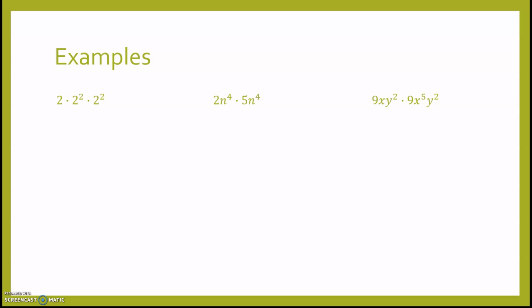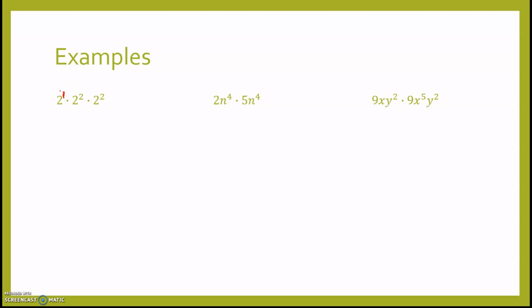Okay, let's do some examples here. The first example is 2 times 2 squared times 2. Notice there's not an exponent on there. When there's no exponent visible, this is really important to know, there's actually always a 1 there.